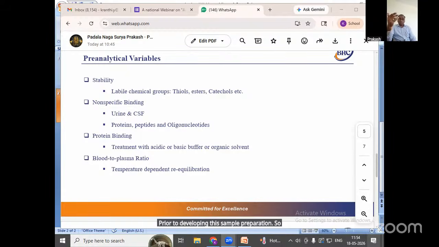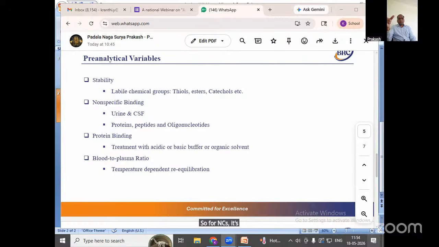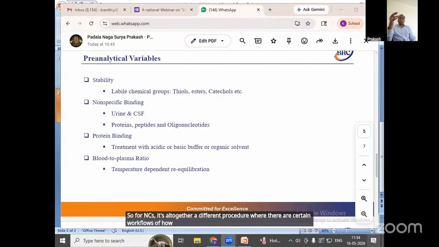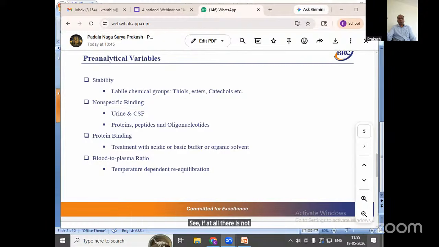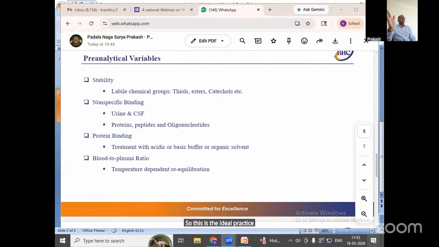So how is that possible? Yes, that is obviously possible. For NCEs, it's altogether a different procedure, where there are certain workflows of how that has to be executed. But when it comes to generic molecules, there is now sufficient evidence on the stability of all the available molecules in the market, of how the stability has to be addressed. If there is not much information available on a particular compound of interest, you can always try to gather information on structurally similar molecules, or molecules which are very close to it. This is the ideal practice that one follows.